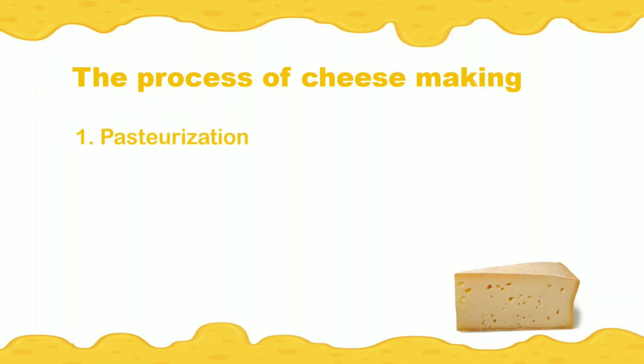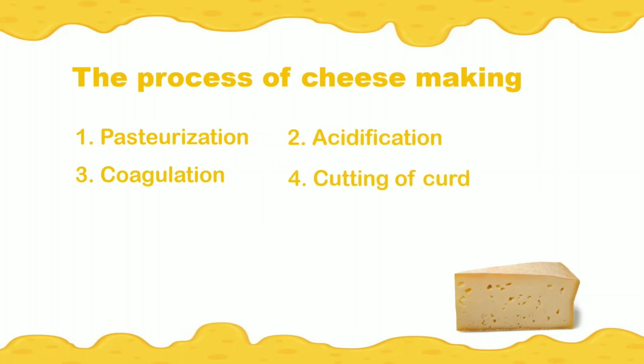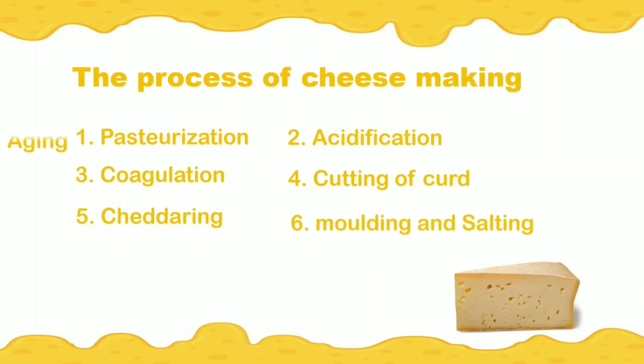The cheese making process has 7 steps: pasteurization, acidification, coagulation, cutting of curd, cheddaring, molding and salting, and the final step is aging. Now we will dive in and understand them step by step.